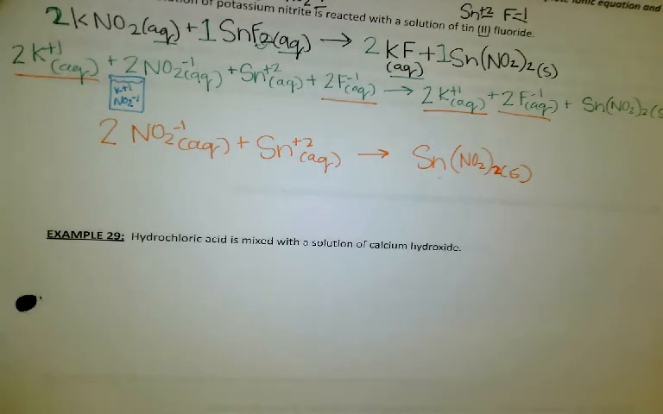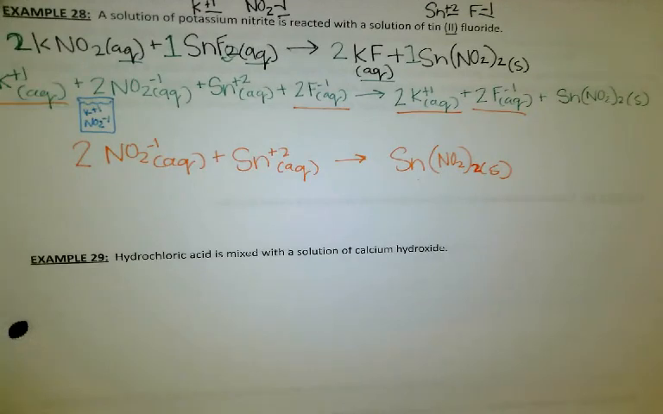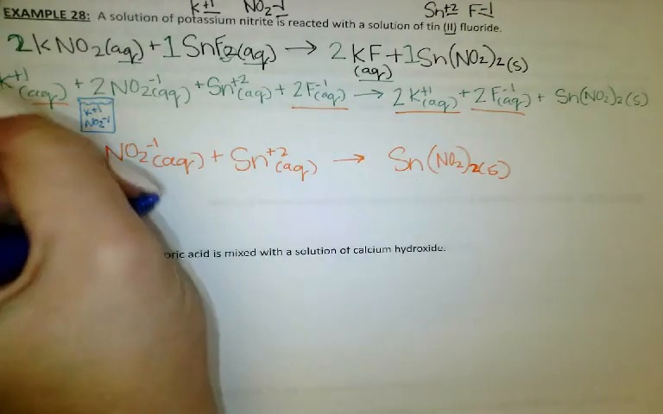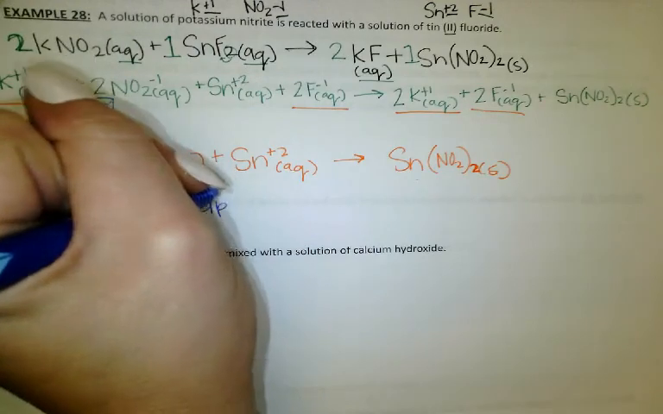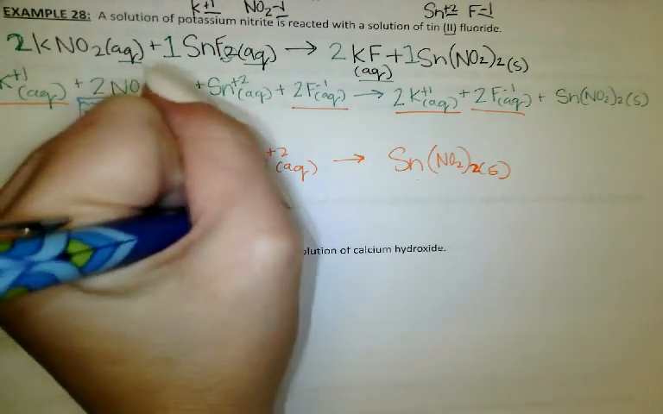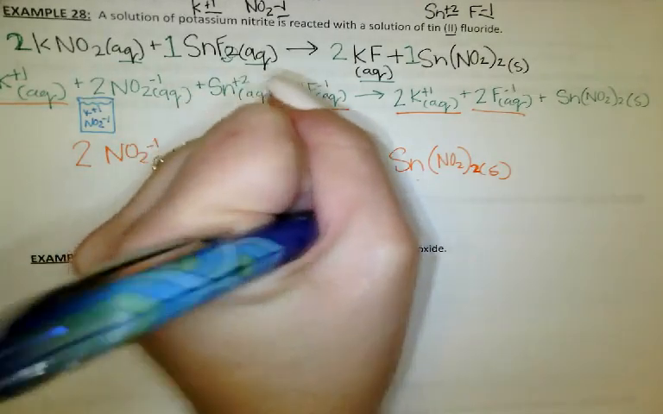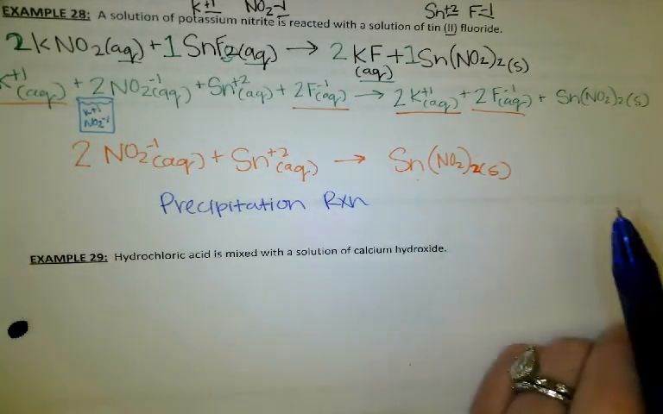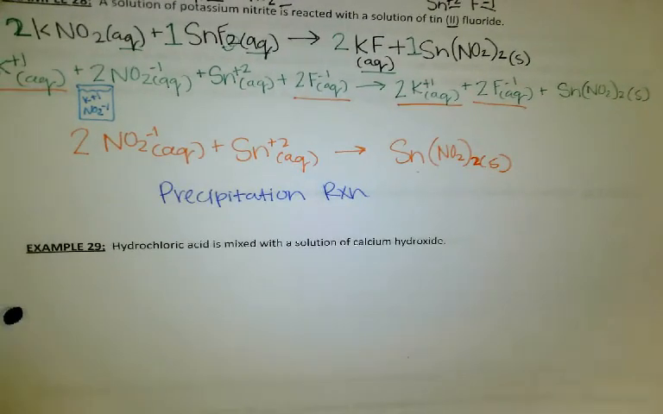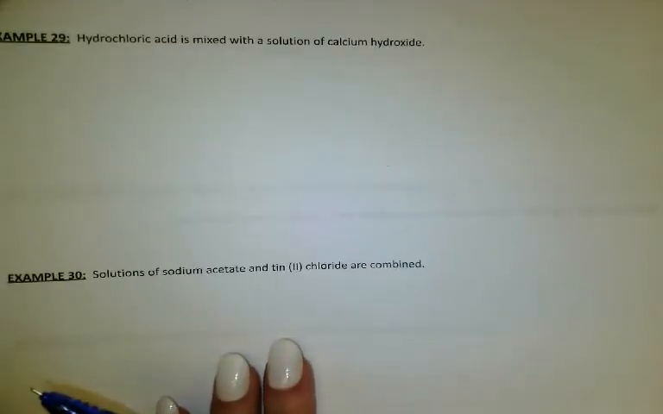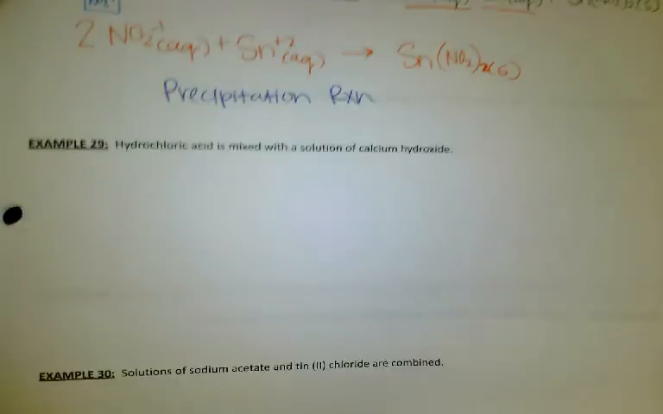Okay. Now let's look at the next one. Oh wait, last thing, we gotta label it. Duh. What kind of reaction is this? Precipitation. This is a precipitation reaction. How do we know it's a precipitation reaction? Because it made a solid. Okay? 2 solutions came together and made a solid. That makes it a precipitation reaction. The net is the one without the spectator. Yeah. All right, next one.